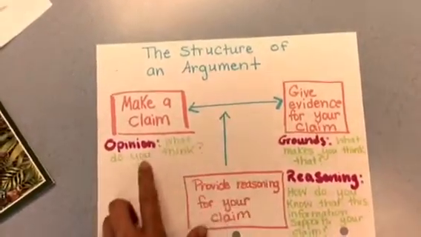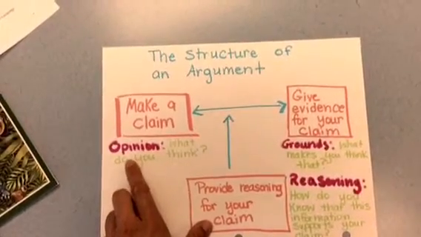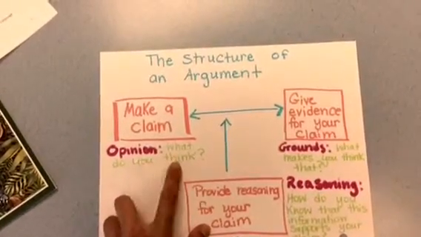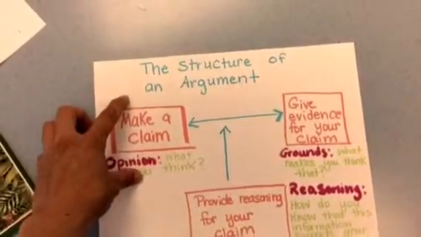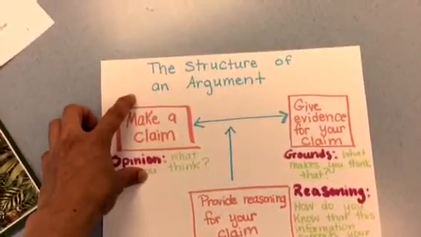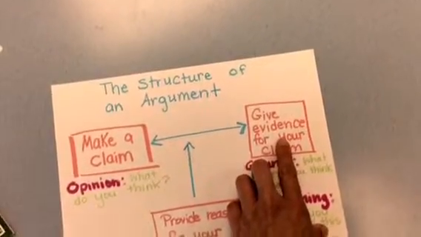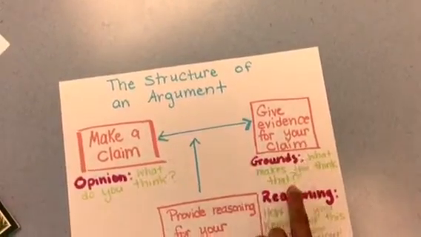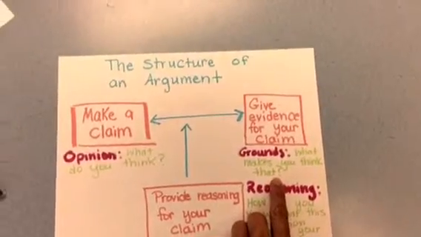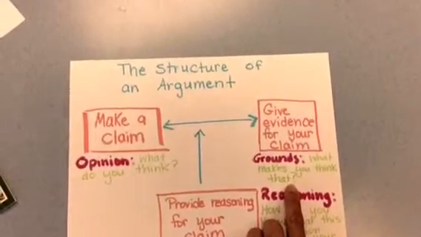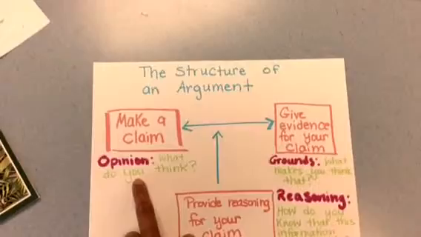First, a student must make a claim or an opinion, and you must ask, what do you think? So they must make an opinion about something that you are learning or studying. Then they need to give evidence for the claim. And one valuable way to do this is to ask questions. What do you think? What makes you think that? What makes you think this claim right here?